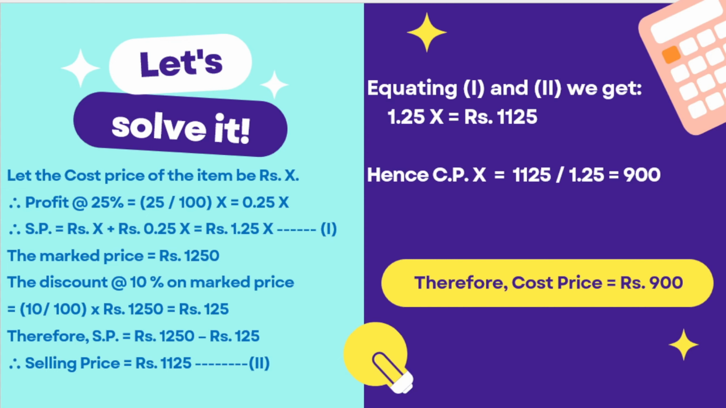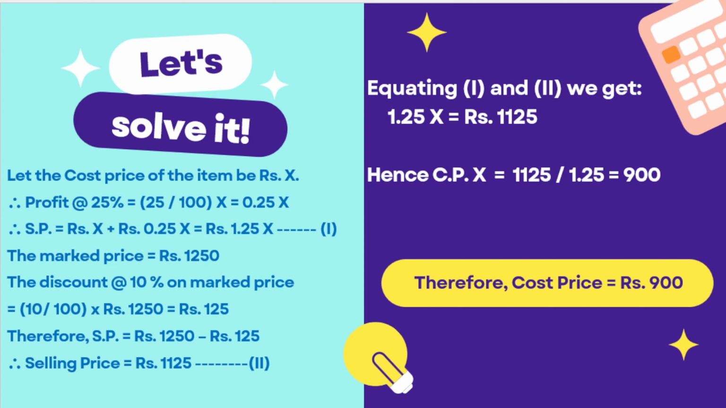The marked price is given as Rs 1,250. Therefore, the discount at the rate of 10% on marked price can be calculated as equal to 10 divided by 100 into marked price of Rs 1,250, which comes to Rs 125. Therefore, selling price can be calculated in terms of marked price as equal to marked price of Rs 1,250 minus the discount of Rs 125, which comes to Rs 1,125.